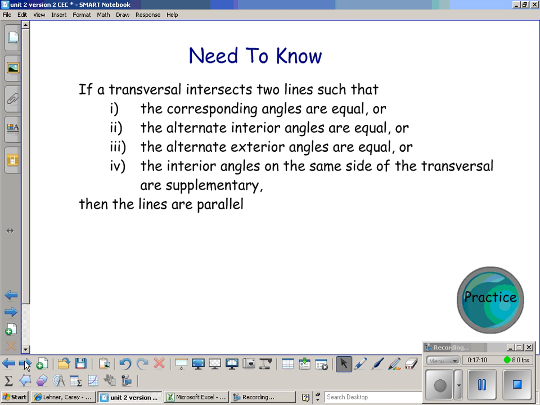And so therefore, here's a need to know: if a transversal intersects two lines that give you corresponding angles being equal, alternate interior being equal, alternate exterior being equal, or same side interior being supplementary, you can therefore state that the lines are parallel. So these are useful in proofs. If you know one of those statements to be true, you can then prove that the lines are parallel.